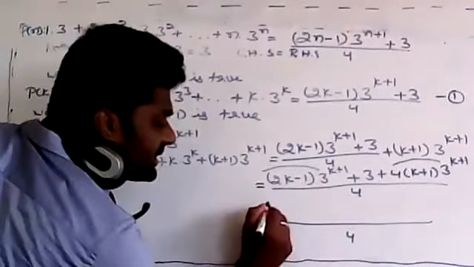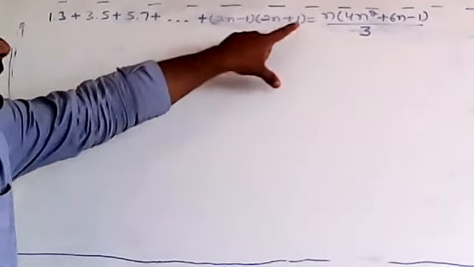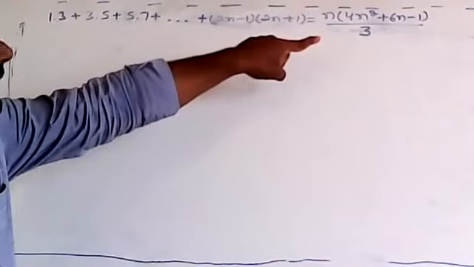We have to prove this by using the principle of mathematical induction. 1 into 3 plus 3 into 5 plus 5 into 7 plus so on up to 2n minus 1 into 2n plus 1, which is equal to n into 4n square plus 6n minus 1 by 3. So this is the second question we have to solve.